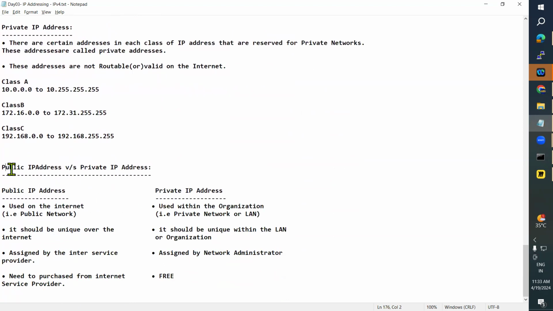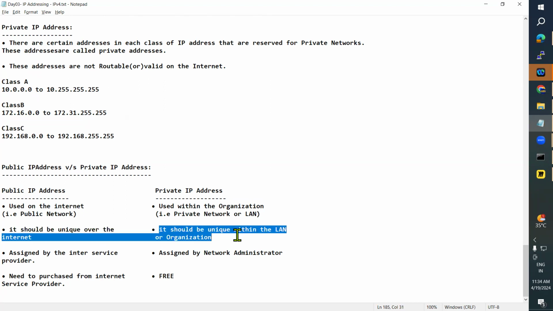Okay. Now, public IP address versus private IP address. What is the difference between a public IP address and a private IP address? We have already discussed this, but let's see some points which have not been discussed so far. A public IP address is used on the internet. A private IP address is used within the organization, like a private network. A public IP should be unique over the internet, and a private IP should be unique within the LAN. Both should be unique, otherwise the communication will not happen.